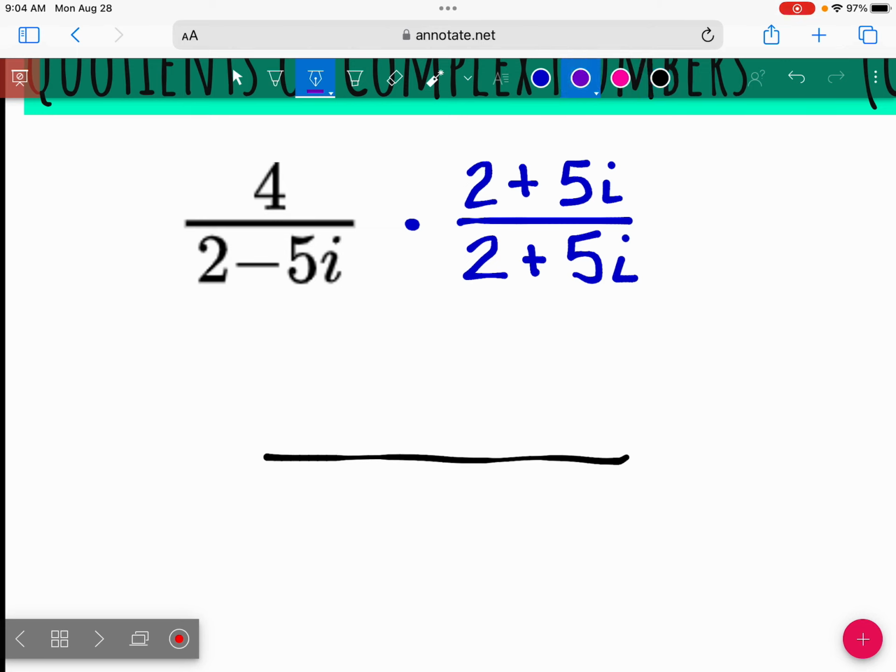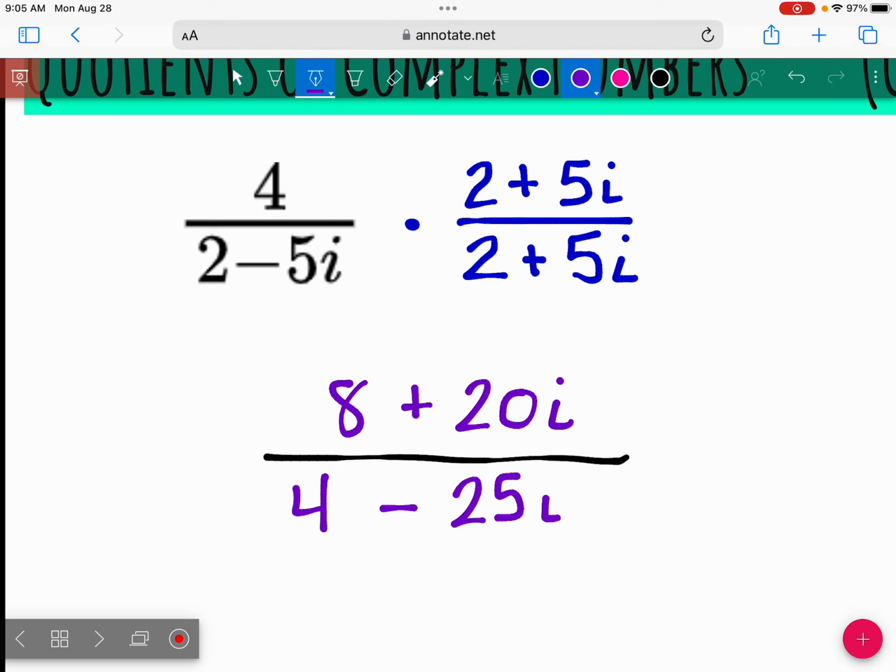We have 4 times 2, which is 8, plus 4 times 5i, which is 20i. My denominator becomes 2 times 2, which is 4. 2 times minus 5i is minus 10i. 2 times positive 5i is positive 10i. So those cancel out, and we get minus 25i squared. We're forcing it to be completed the square on the bottom. You okay on that piece?